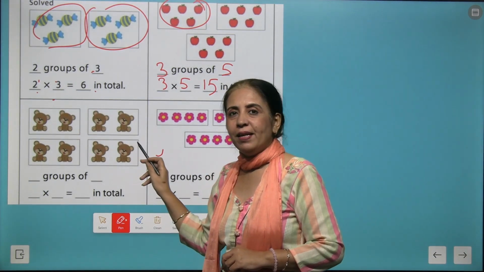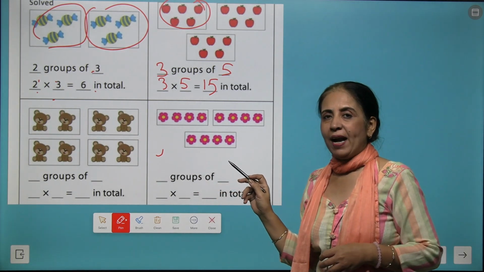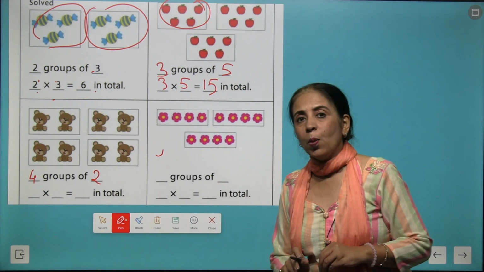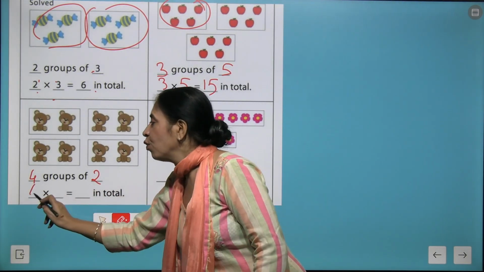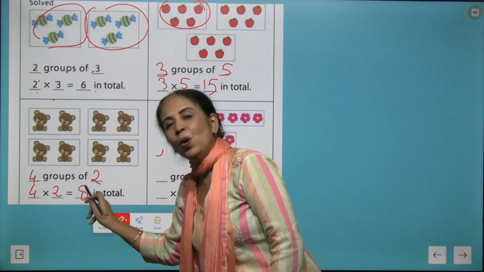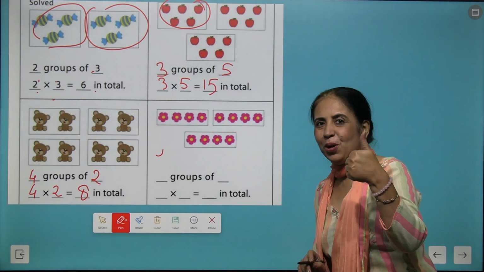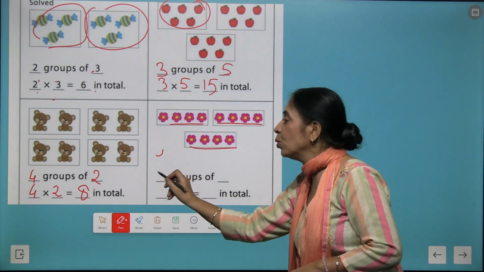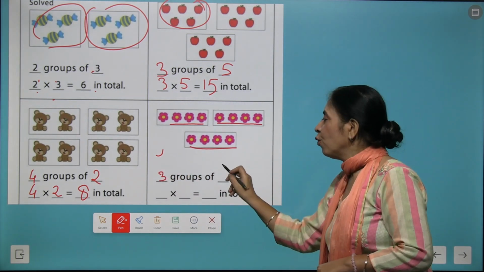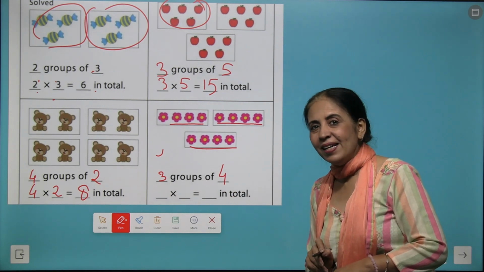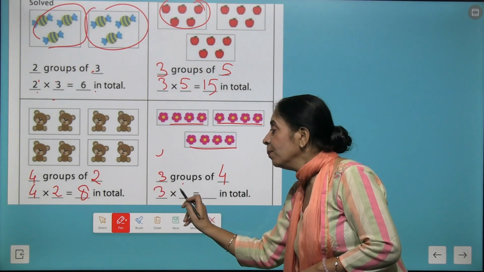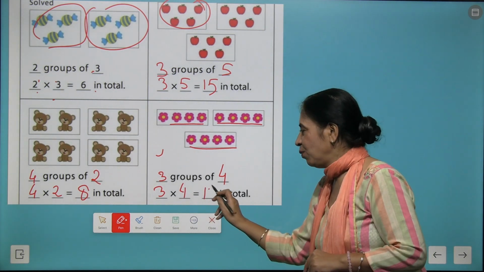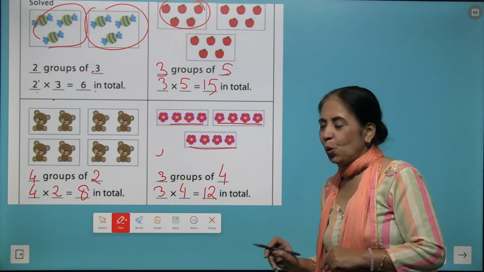Let's try another one. We have teddies. So 4 groups of teddies, and each group has 2 teddies. So how will you write it as the product? 4 times 2 gives you 8 in total. Thumbs up for you. And here we could see we have 3 groups. Write down 3 groups of 4 flowers each. Yes, am I right? And we write it as 3 times 4. What do you get? Perfect. We get 12 in total.